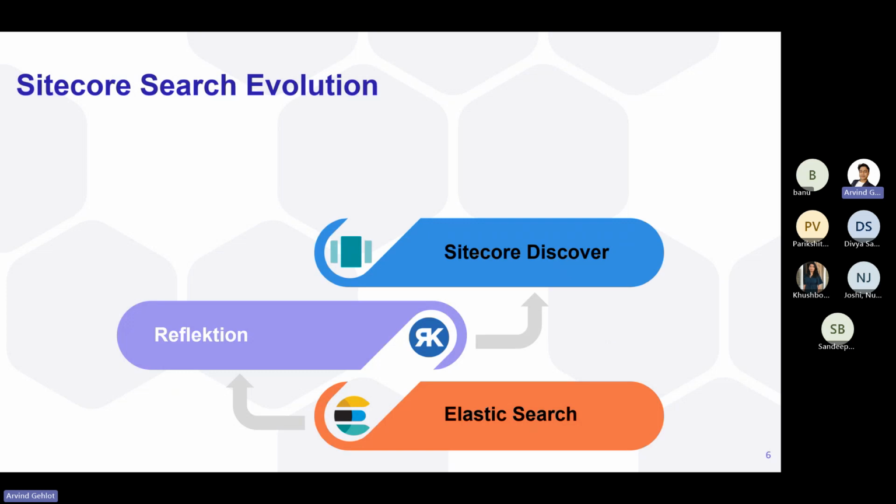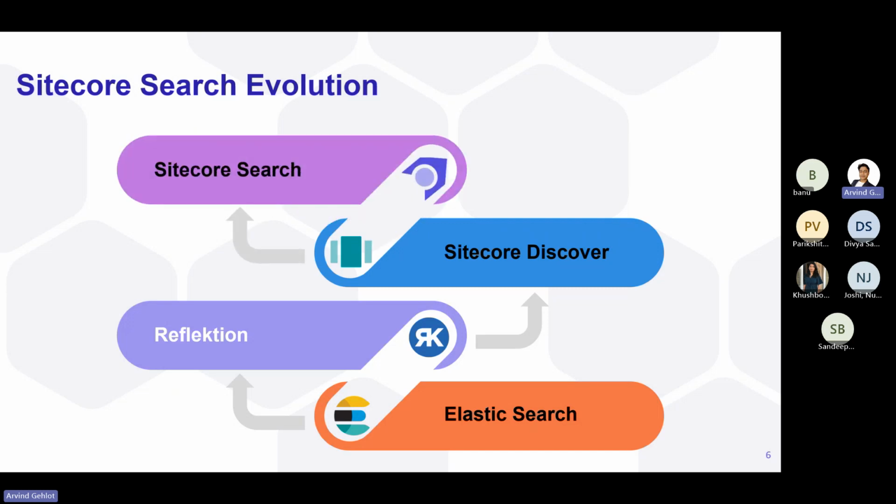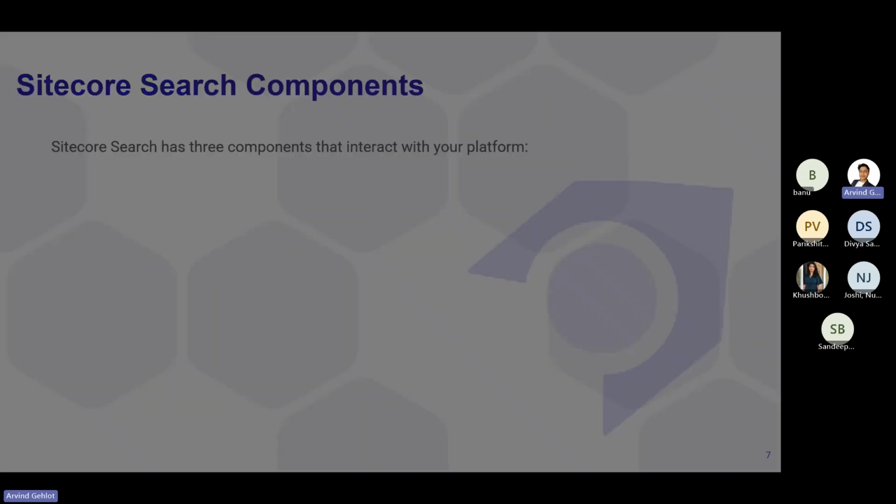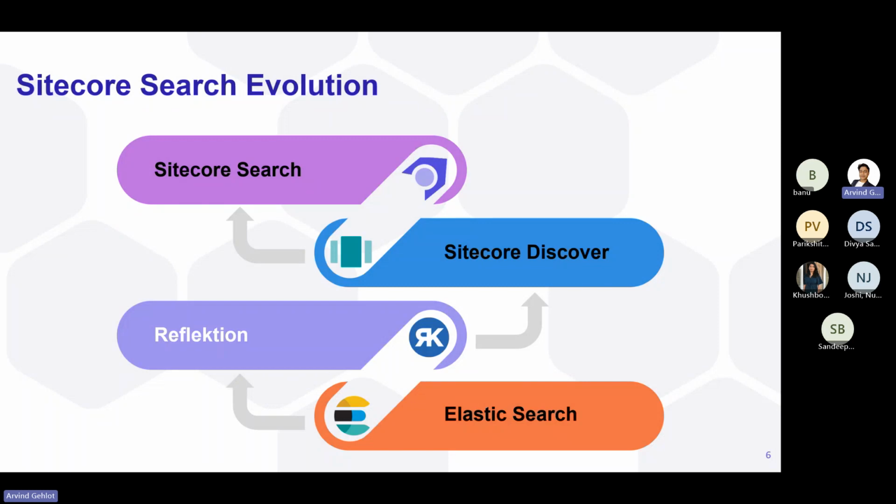After acquisition, Sitecore introduced Sitecore Discover that was built on top of Reflection. Reflection is basically a product that leverages AI and machine learning to provide personalized recommendation and content to the user. So Discover is more about product discovery. They continued with further enhancement of the platform and then launched a generic search, not specific to product discovery. And that generic tool is Sitecore Search.